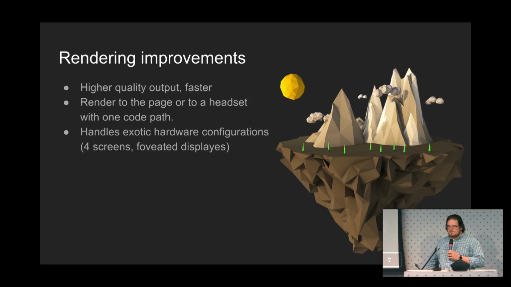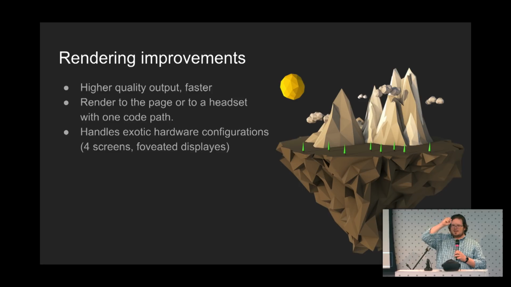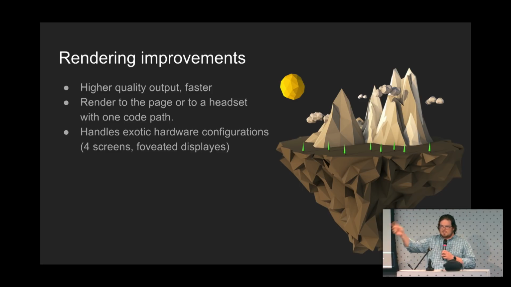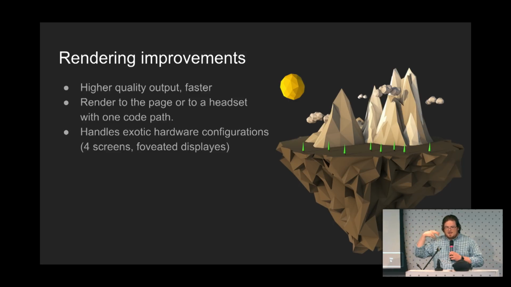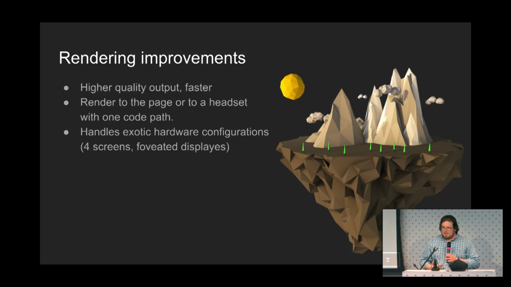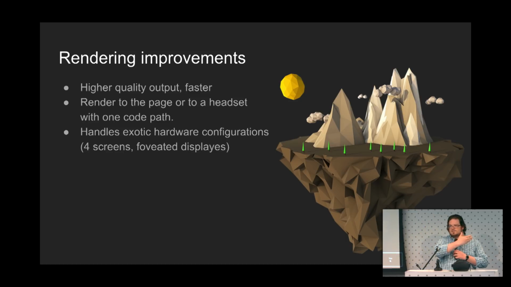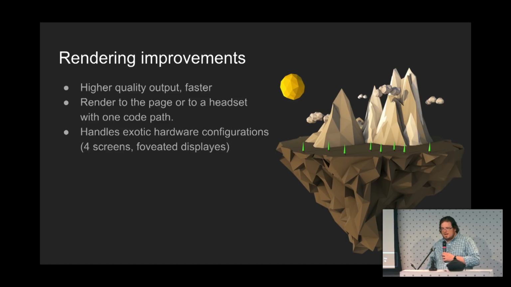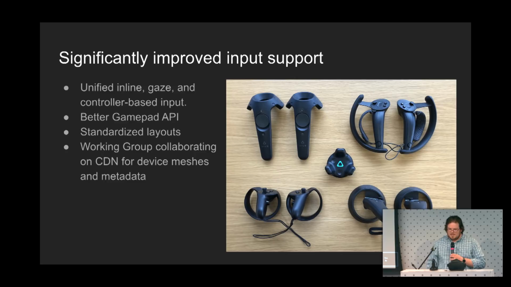We're also making it so that if you're rendering content to the 2D web page and to VR, you want to be able to click back and forth between them, like Ricardo's demo was just showing. That works through a single code path where it didn't previously. And we also make sure that it's handling more exotic configurations. So there's the Pimax headset that actually has 4 physical screens. WebVR would not handle that. WebXR does, and it does so with almost no effort on your part as the developer.